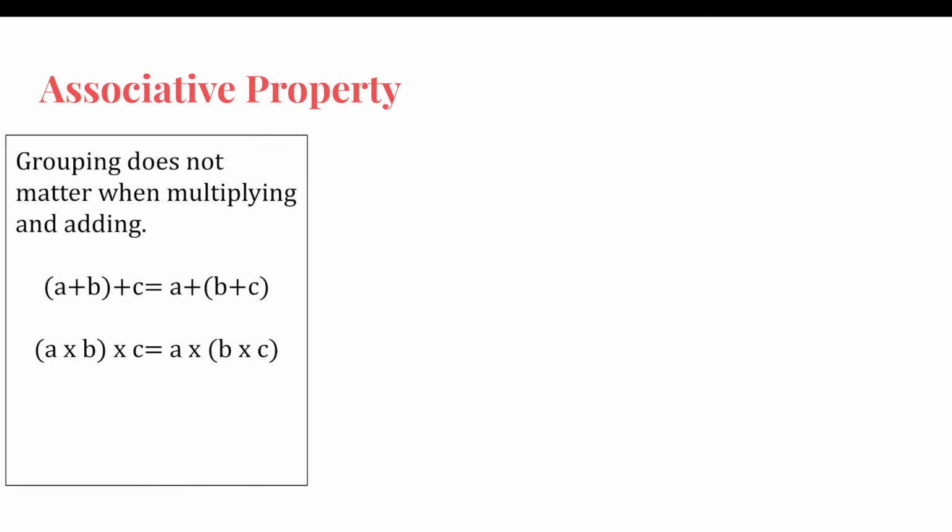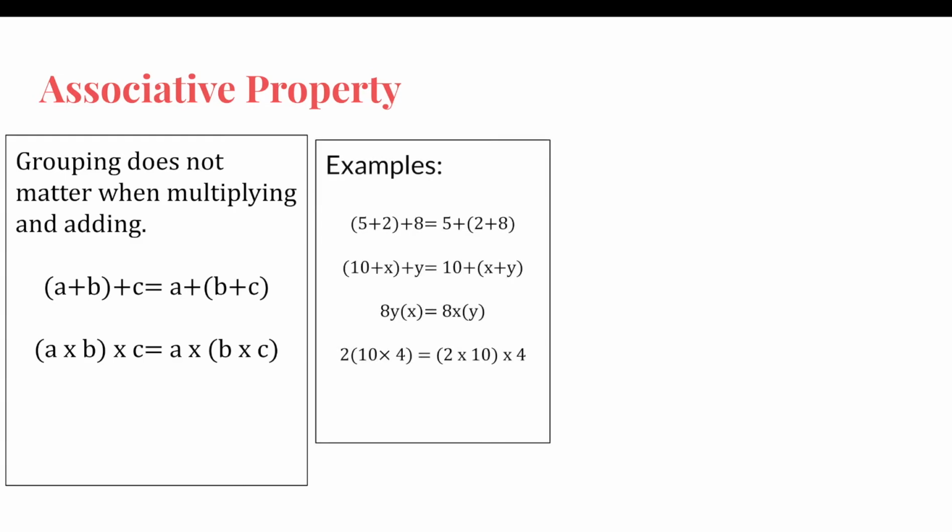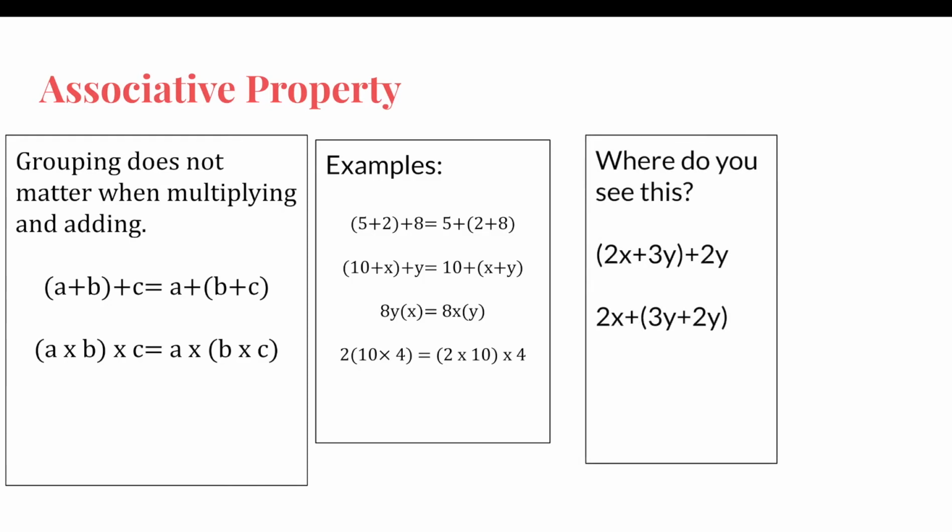The associative property tells us that grouping does not matter when multiplying and adding. When you hear the word associate, you might think of who you hang out with. And that's kind of what this property alludes to. The parentheses show who the variables are associating with, and you can switch those parentheses around and group them differently if you're adding or multiplying. Here are some examples. I could group 5 and 2 and then add 8, or I can group 2 and 8 first and then add 5. And this one also only works for multiplication and addition. These two properties do not work for subtraction or division.